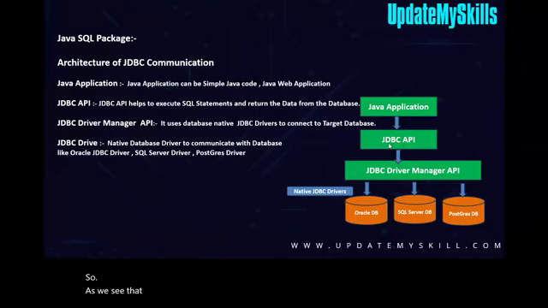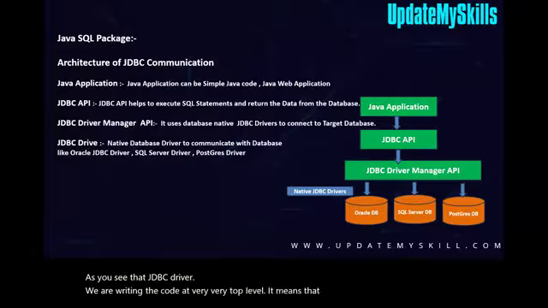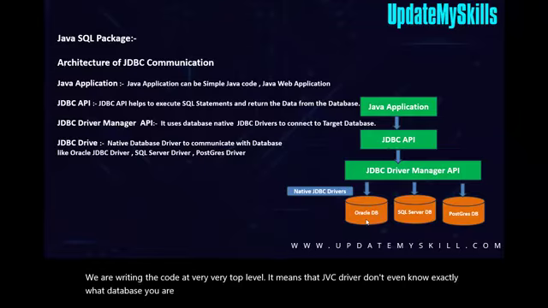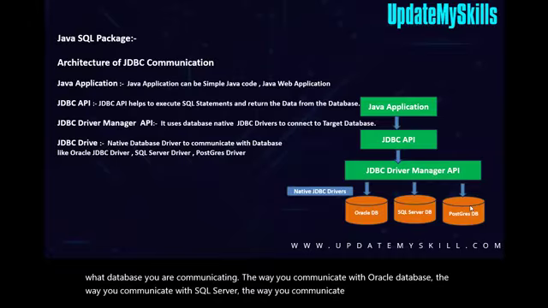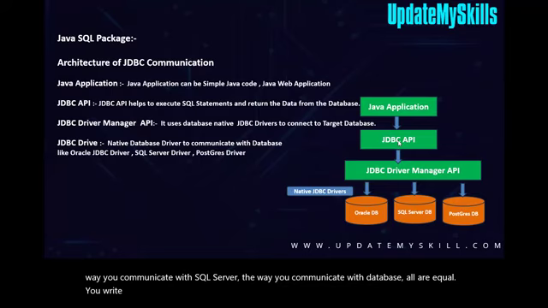As you see with the JDBC driver, we are writing the code at a very, very top level. It means that the JDBC API doesn't even know exactly what database you are communicating with. The way you communicate with an Oracle database, the way you communicate with SQL Server, the way you communicate with a Postgres database, all are equal. You write the code irrespective of which database you are communicating with.